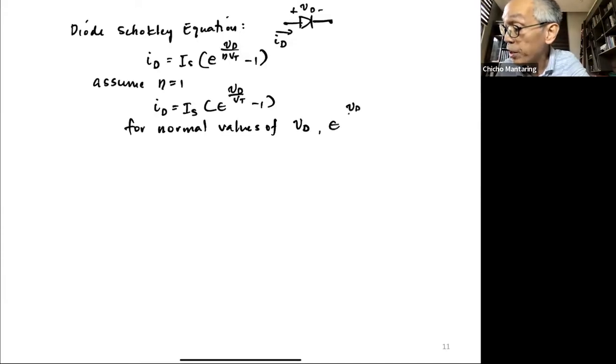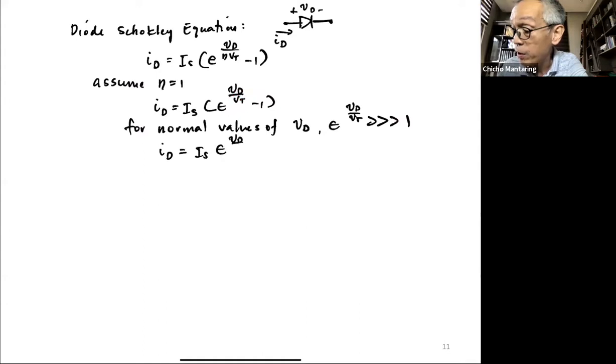Now for normal values of V sub D, e to the V sub D over V sub T is going to be very much greater than 1. And it's very easy to show that. For example, if V sub D is 0.7, V sub T at 300 degrees Kelvin is 0.026, 0.7 over 0.026, that's a large number. And you raise e to that large number, you'll get a much larger number. For example, kung ito 0.7, ito 0.026, that's almost like 5 times 10 to the 11, which is very much greater than 1. No? Meaning to say, I sub D, for practical purposes, is just I sub S e to the V sub D over V sub T.